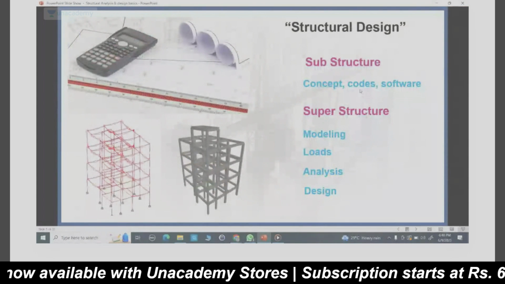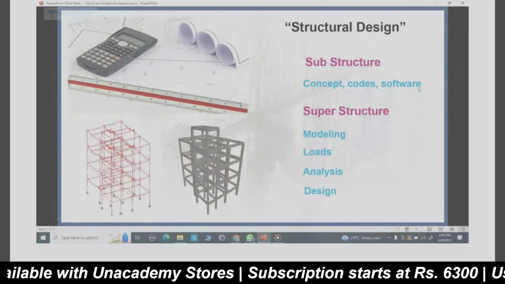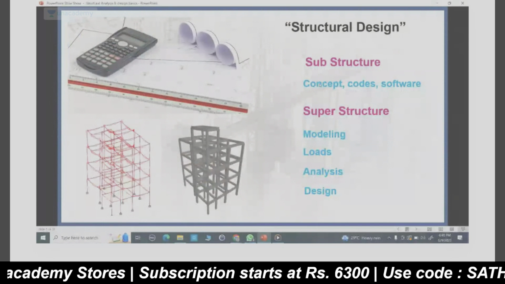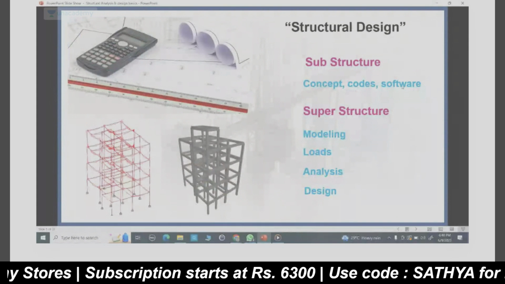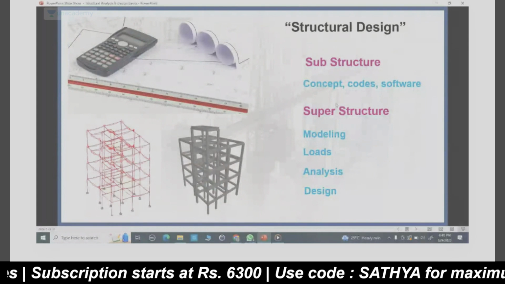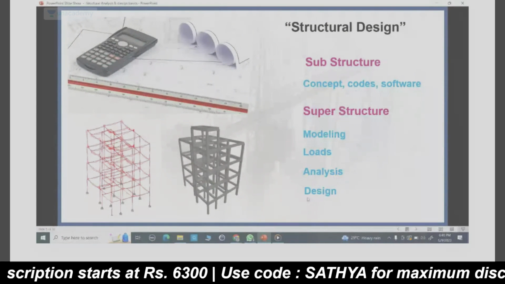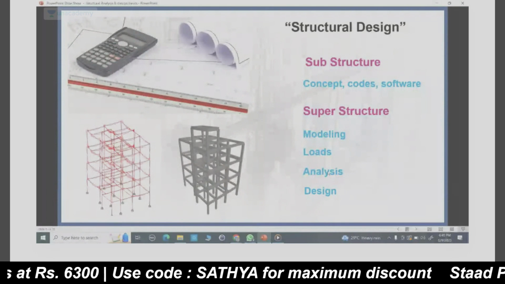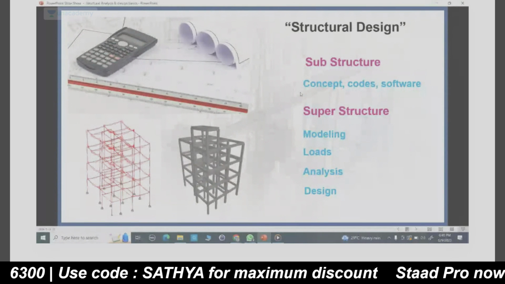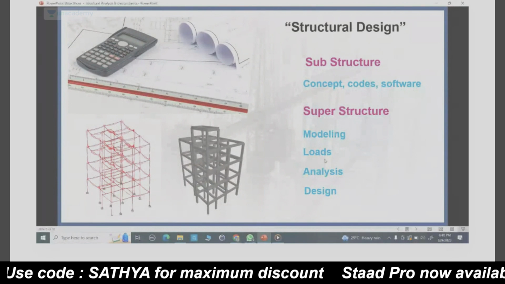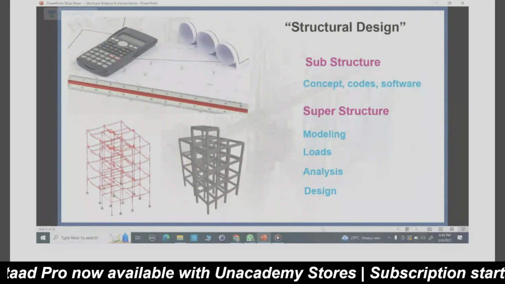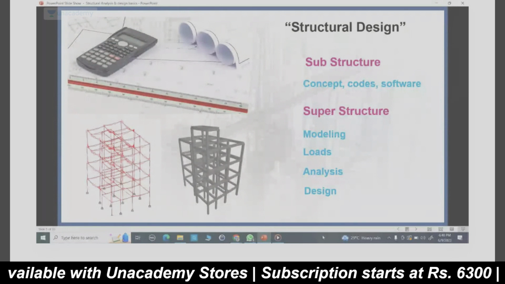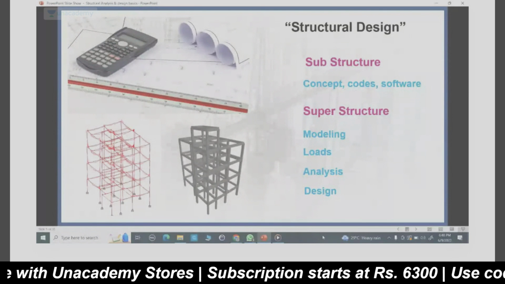So before getting into detailed information about these seven things, we have seven concepts here. One is concept, code, software. These three are substructure, and under superstructure we have four concepts: modeling, loads, analysis and design. So before getting into these seven concepts, let me explain what is superstructure and what is substructure. So this is very important.